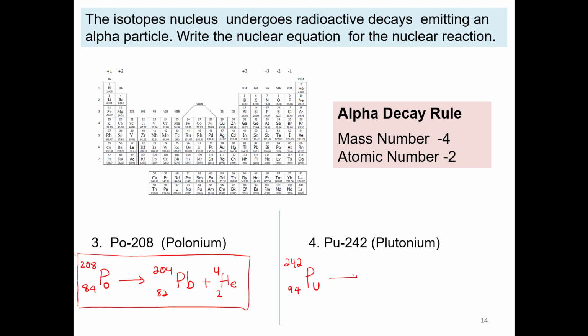If the isotope of plutonium undergoes radioactive decay, then the mass number will be reduced by 4. Then here we have 238, and the atomic number will be reduced by 2. Plus the alpha particle we have here in the product.